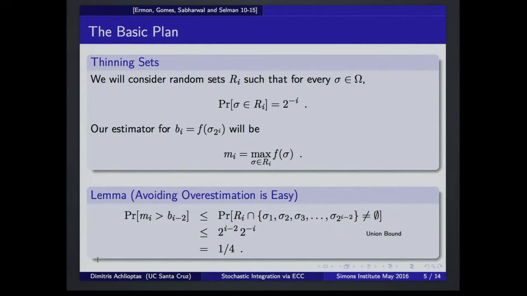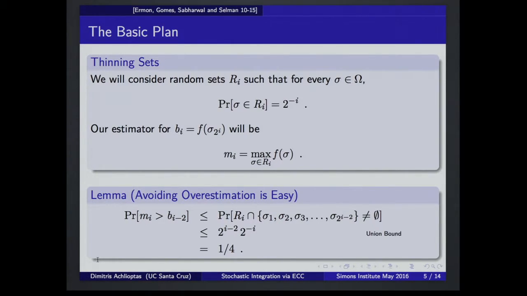Okay, one direction is super easy, and that's the probability that our estimator ends up being too big. And this is merely the probability that something that is too big survives. That's, in other words, the probability that our random set includes one of the top 2 to the I minus 2 biggest elements of the set. So just by taking the union bound, each of these is going to be in the random set with probability 2 to the minus I. There's 2 to the I minus 2 of them. And now we have probability 1/4 of overestimating. So remember, we just need the probability that things don't go poorly to be just slightly bigger than 1/2. So that's the easy direction.